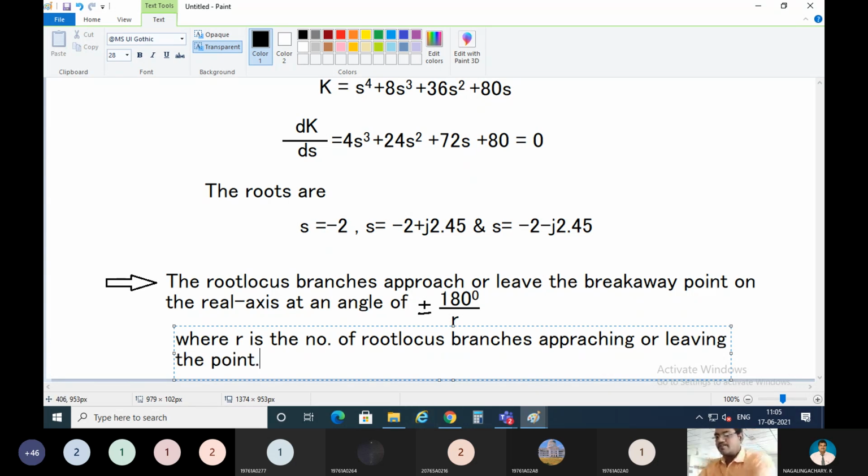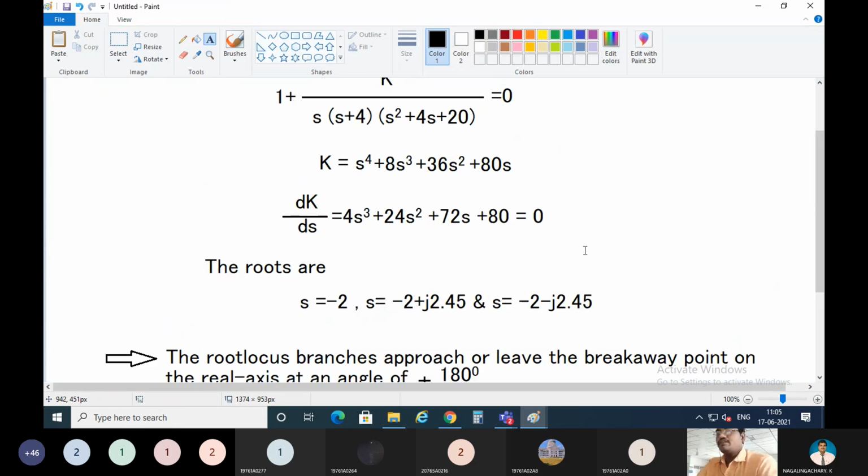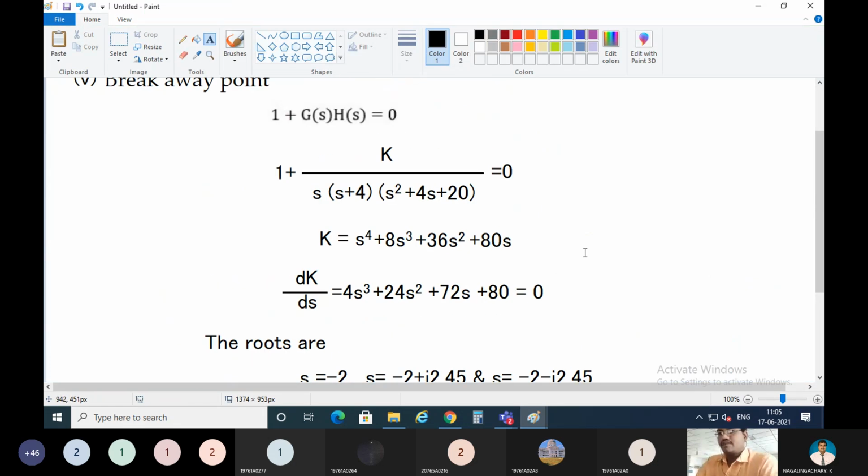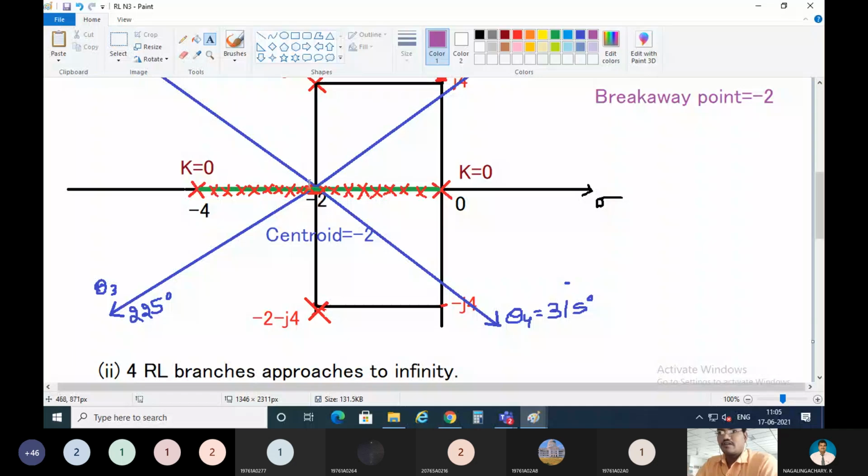So how many branches are leaving or approaching this point? Two. This is the breakaway point. Not only the centroid, -2 is the breakaway point. So two branches are approaching or leaving.